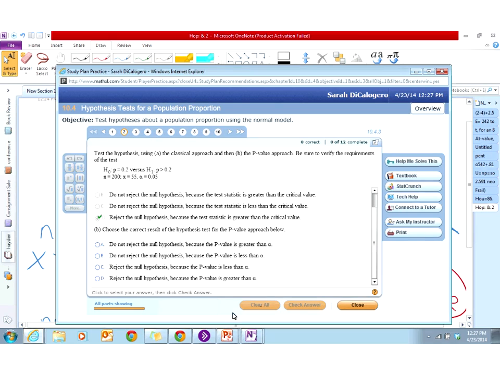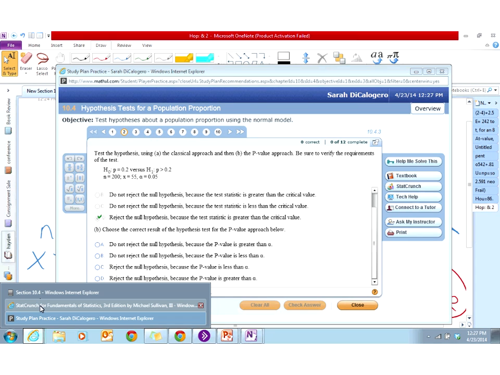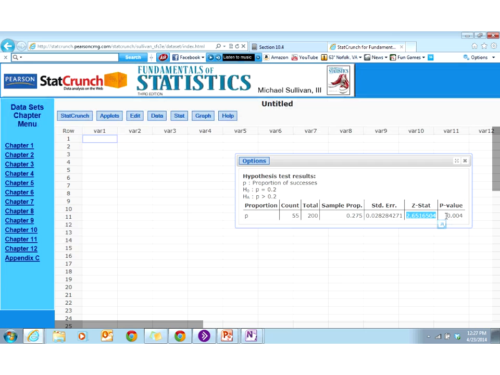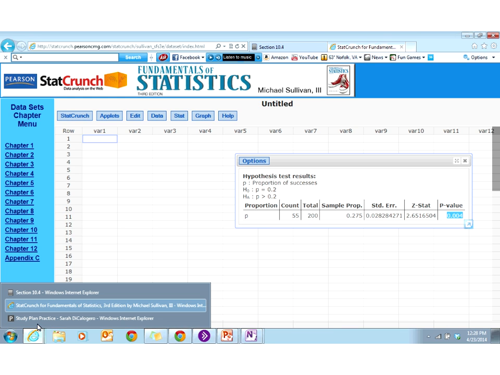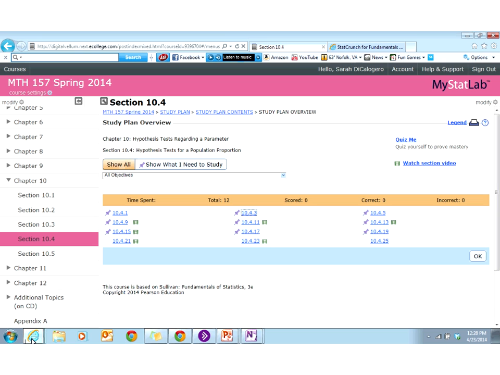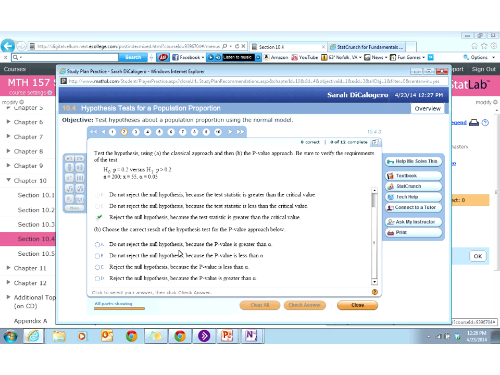Well, we already have our p-value. We look at our StatCrunch output. Our p-value is 0.004, which is less than 0.05, which is our level of significance. So again, we're going to reject. Reject the null because the p-value is less than alpha. We always reject when the p-value is less than alpha. There we go. All right.